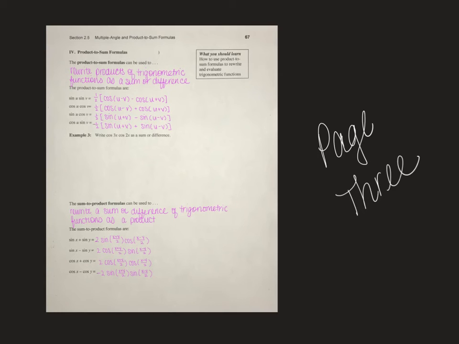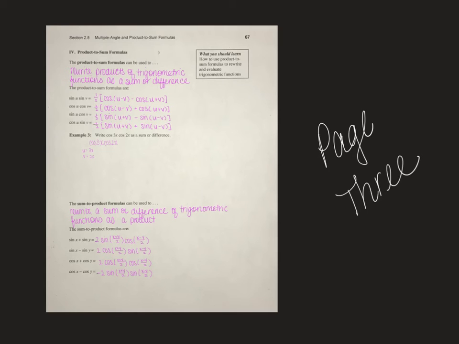So I'm just going to rewrite my problem. So cosine of 3x, and it's multiplied by the cosine of 2x. Now what I like to do personally is I like to figure out what my u is and what my v is. So my u would be 3x, my v would be 2x. So when I'm applying my formula, it's not going to get too confusing because I can even write it with my u's and v's first and then fill in the values that I have.